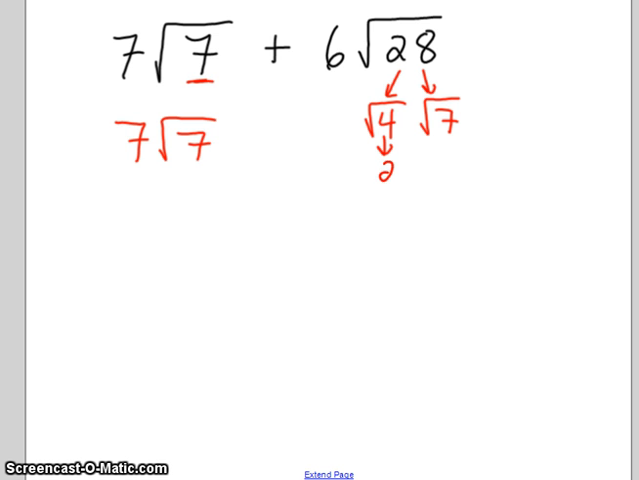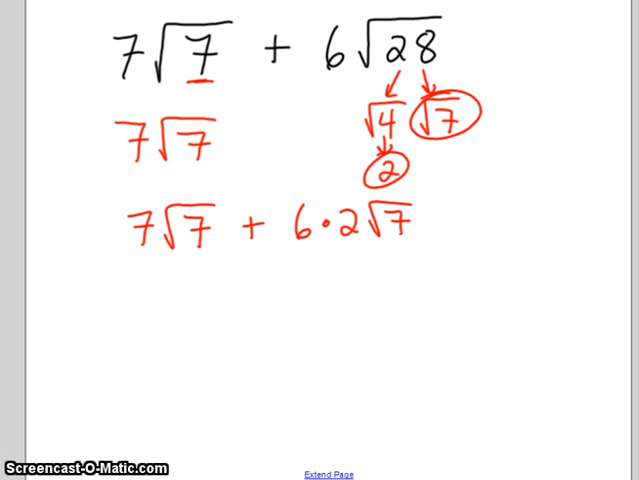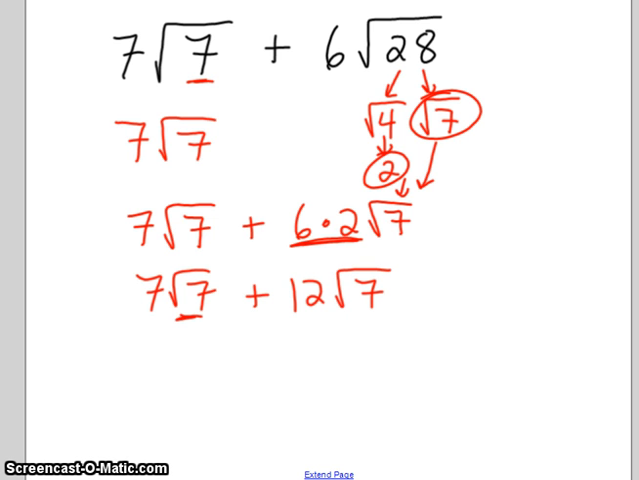The square root of 4 times the square root of 7 is the square root of 28. We know the square root of 4 is 2, so we have 2 square root 7, plus 6 times 2 square root 7. That's multiplying these two. Remember we have to multiply the 6 and the 2 before we continue. So we have 12 square root 7. We have like radicals, so 7 plus 12 is 19 square root 7.